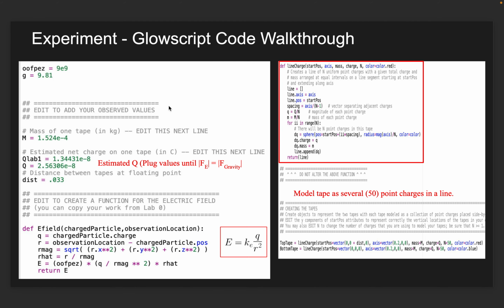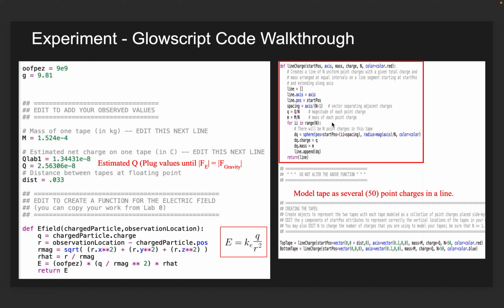So in our experiment, this is my GlowScript code. You can see the Q from Lab 1, and we estimated Q for Lab 2. I plugged in values until the magnitude of electric force equaled the magnitude of force due to gravity. We defined our E field function, which we had used in previous labs, and you can see the formula for an E field there. And then this was the one thing that was different.